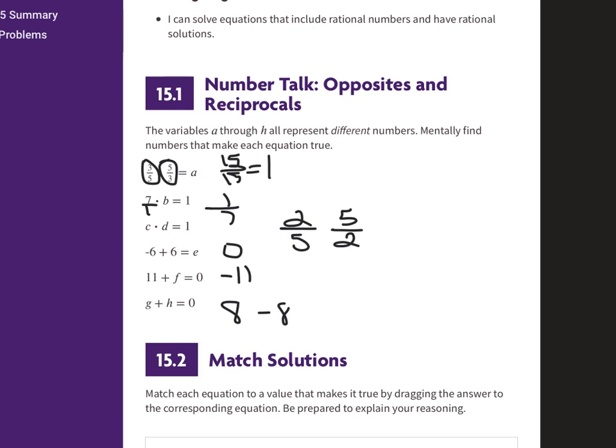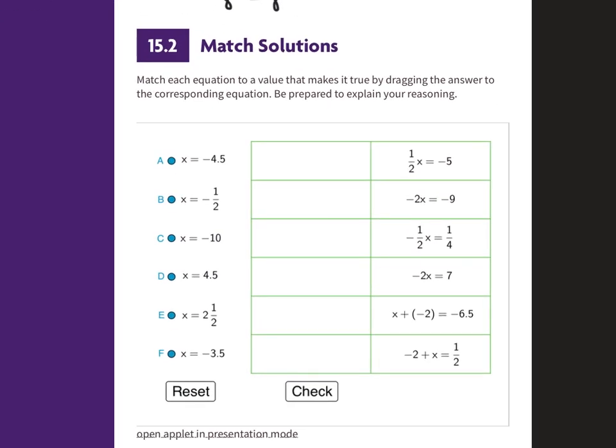All right, 15.2, matching solutions. So this is on page 134 in your book. So we just have to match each equation to its value. So we're solving for the variable. We talked a little bit about this a few lessons ago. We want to get the letter all by itself, so we need to get rid of the number that is with the variable. Okay, so 1/2 x means 1/2 times x. So we need to get rid of the number with x, and that's 1/2.